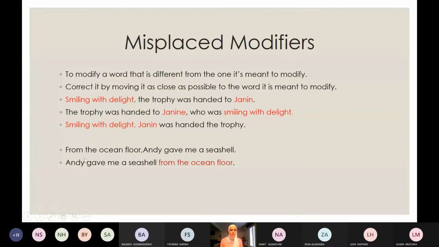Another example: from the ocean floor, Andy gave me a seashell from the ocean floor. So Andy was on the ocean floor and he gave me a seashell. But actually not Andy from the ocean floor. The seashell is from the ocean floor. So the seashell should be close to from the ocean floor. So Andy gave me a seashell from the ocean floor. So from the ocean floor modifies seashell. Because it's a prepositional phrase, when a prepositional phrase functions as an adjective, it directly comes after the noun it modifies.